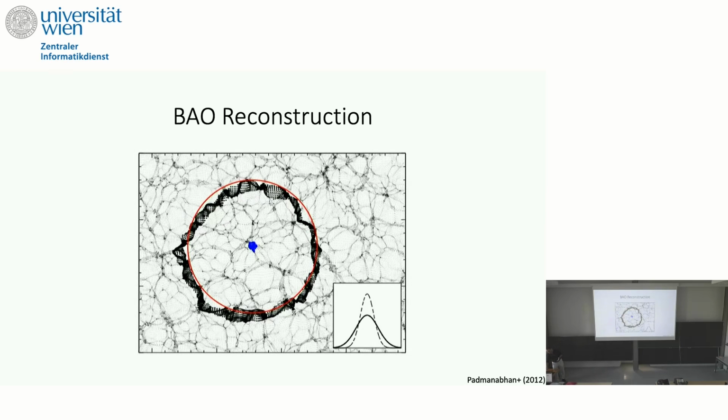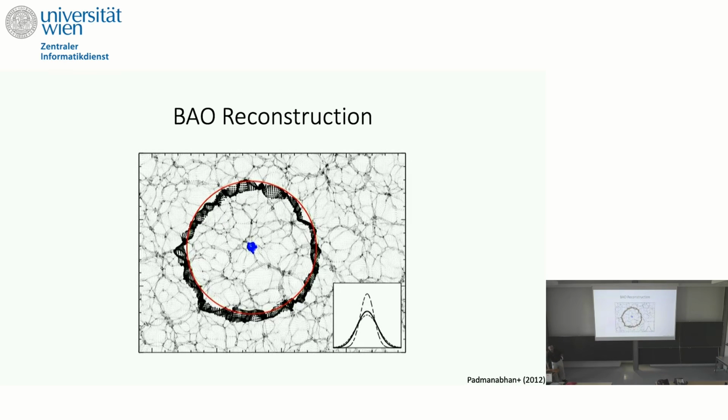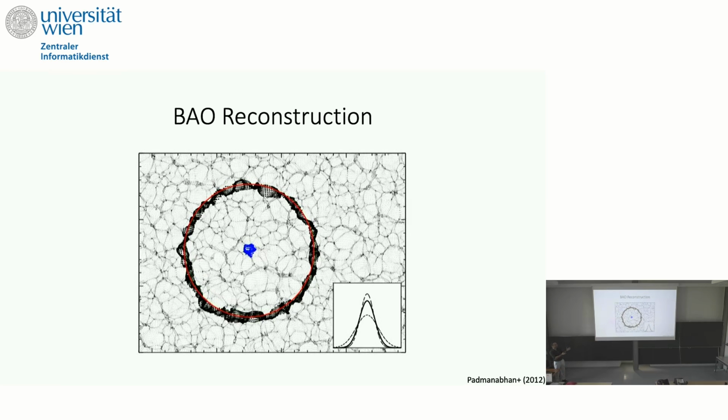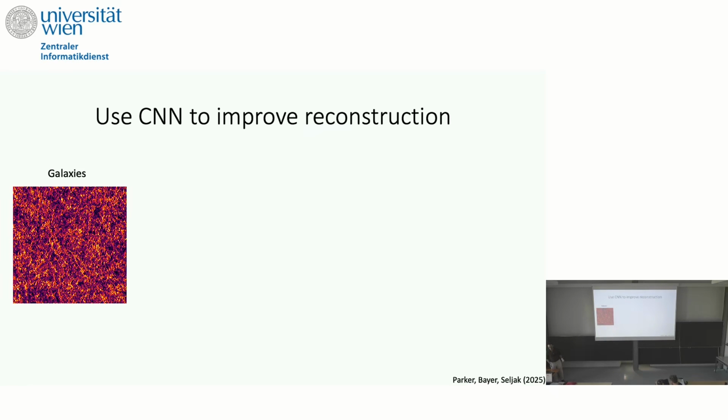And so what you want to do, and what people have been doing for many years, is to try and reconstruct the BAO. So to undo this nonlinear evolution and get a much cleaner view of this circle. But you can see over here that the reconstruction in the solid line hasn't quite reached the dashed line on top. And so there's room for improvement over traditional BAO reconstruction methods. And so what we did in this project is to use a CNN to improve the reconstruction.